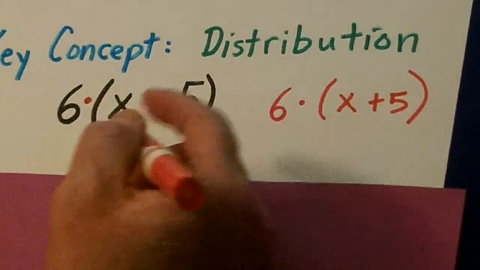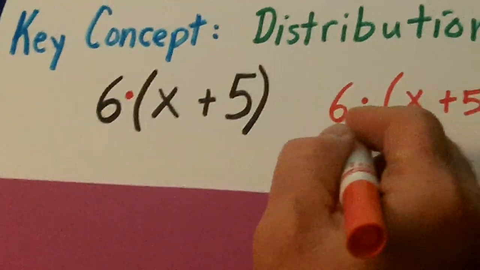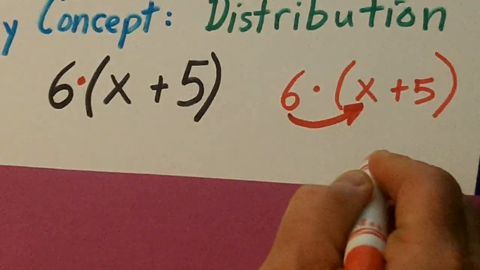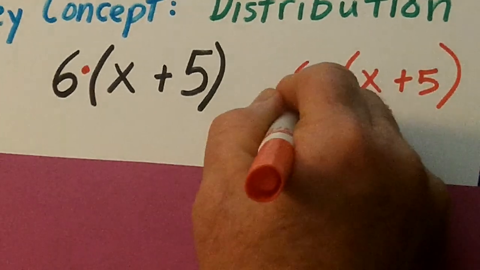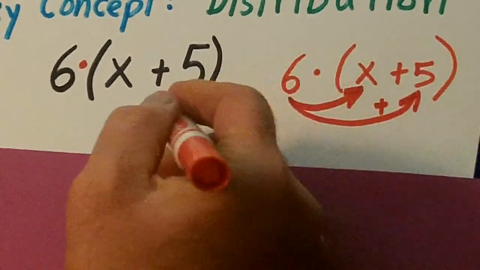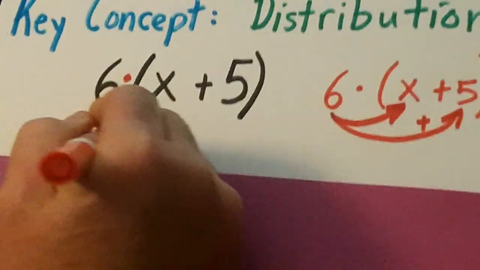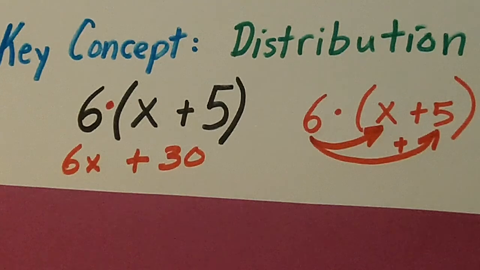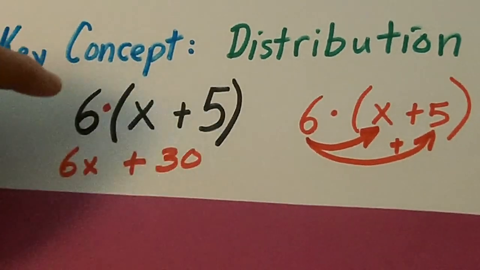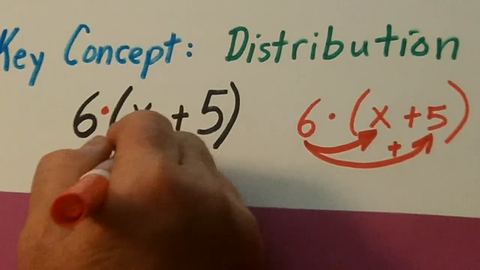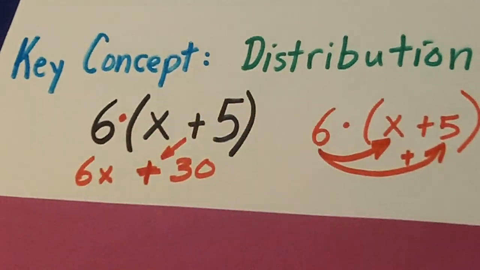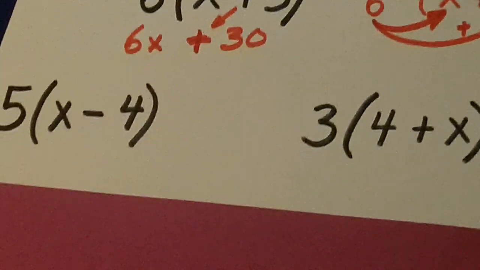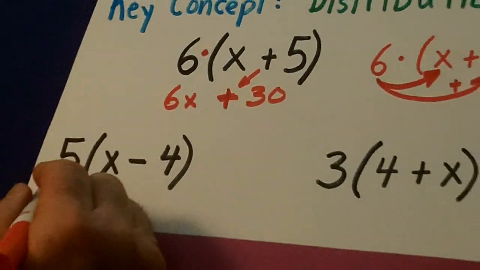Okay? Now, to distribute means this. We're going to take both 6 times x and then we'll add it to 6 times 5. So here we get 6x plus 30. So we multiply 6 times this and 6 times 5, and then we bring this sign right down like that. That's distribution. Okay? So let's look at both of these.